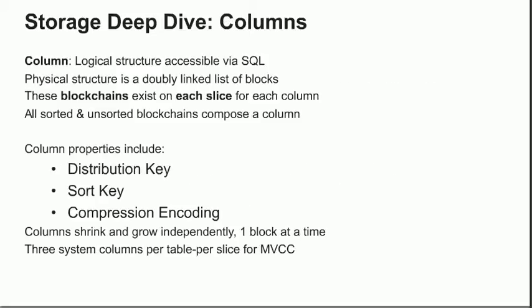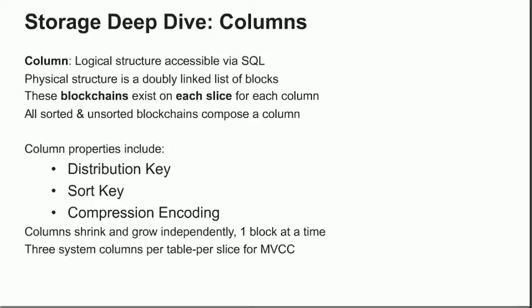Then that kind of leads to, well, you have these blocks. What about if you have a whole bunch of them? What we do is we call that the blockchain. So there's basically a blockchain for each column on each slice. There's technically two blockchains if you have a sort key on the table, one for the sorted region, one for the unsorted region. And then these columns can all grow independently, one block at a time, from other columns, depending on the types of compression that you have set.